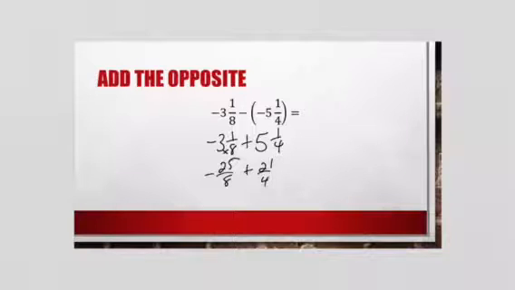21/4. So when we have these problems, we have to figure out which one is greater. Well, we need to rewrite that 21/4 so it has the same denominator. 21/4 equals how many eighths? We'll just multiply by 2, and we get 42/8. So 42/8 plus negative 25/8, subtract.